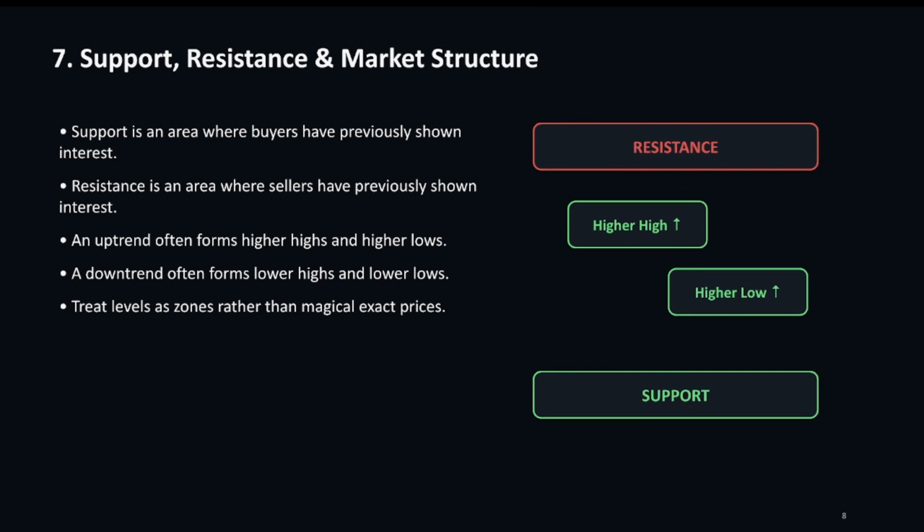An uptrend often forms on higher highs and higher lows. A downtrend often forms on lower highs and lower lows. So what you want to do is treat levels as zones rather than magical prices.